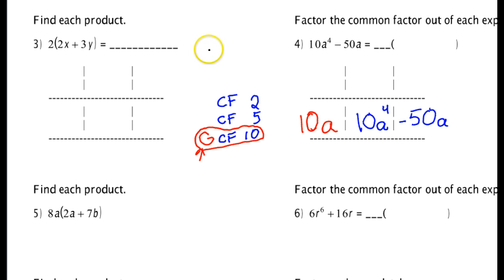And again, why does it have to be the GCF? When we're solving equations next week, you'll notice when we finish this, so you'll have what? a to the third, right? 10a times a to the third is 10a to the fourth. 10 times what is negative 50? Negative 5. And we don't need another a.